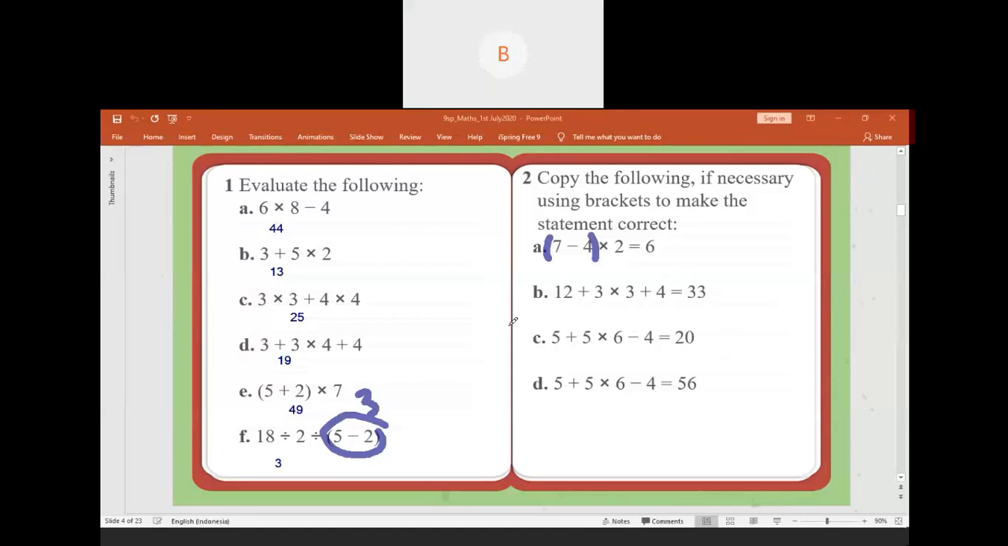Where do I have to put the bracket for question 2B? 3 plus 4. Or did I copy the question the wrong way? Let me open my textbook. Page 28. Where is the place that we can put a bracket? 3 and 4, like this.